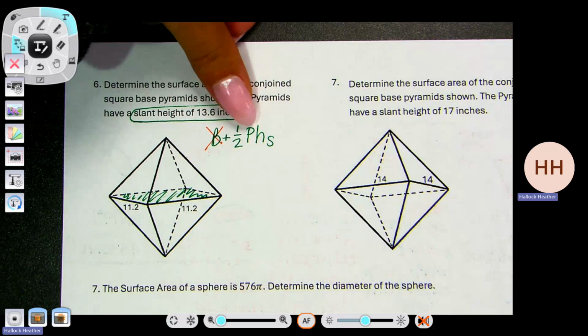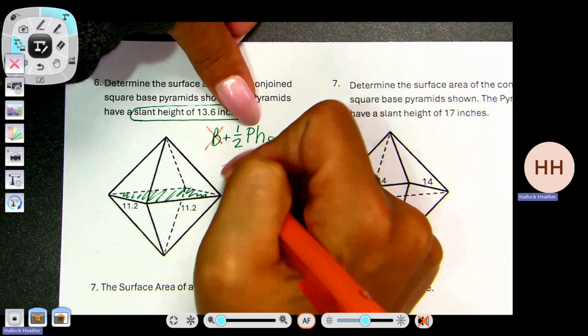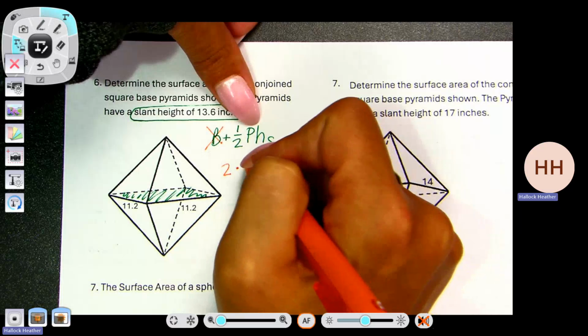Now this would represent one pyramid. How many pyramids are in this picture? Two. So what do I have to do with this formula? Multiply by 2 because there's 2 pyramids.